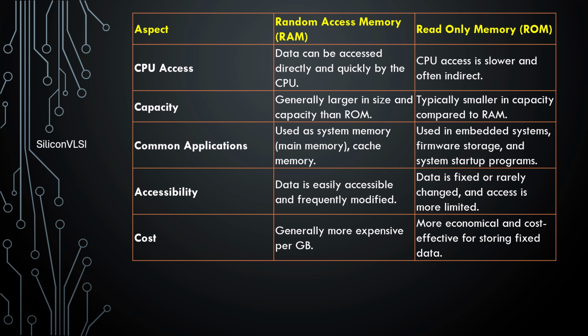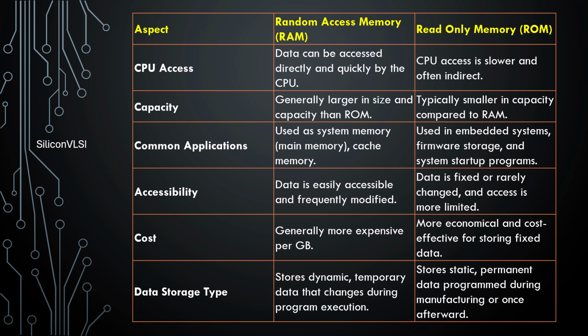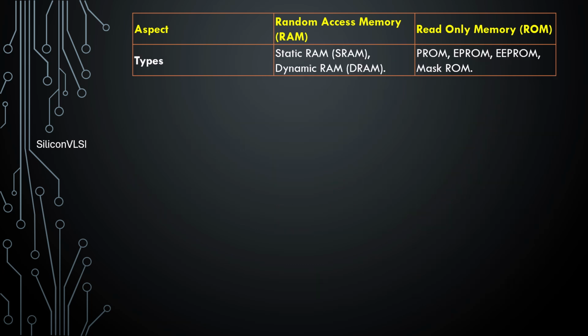In terms of cost, RAM generally is more expensive per GB, while ROM is more economical and cost effective for storing fixed data. In terms of data storage type, RAM stores dynamic temporary data that changes during program execution, while ROM stores static permanent data programmed during manufacture or once afterward.